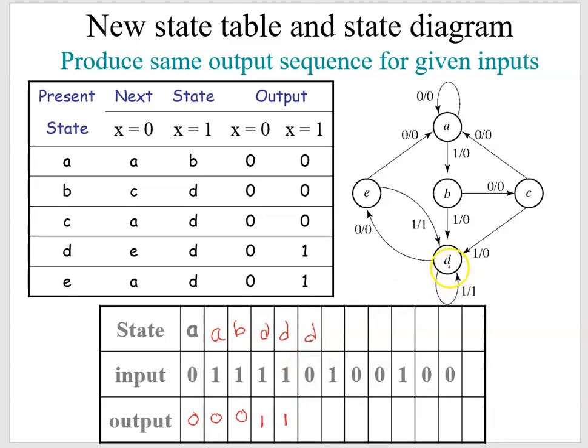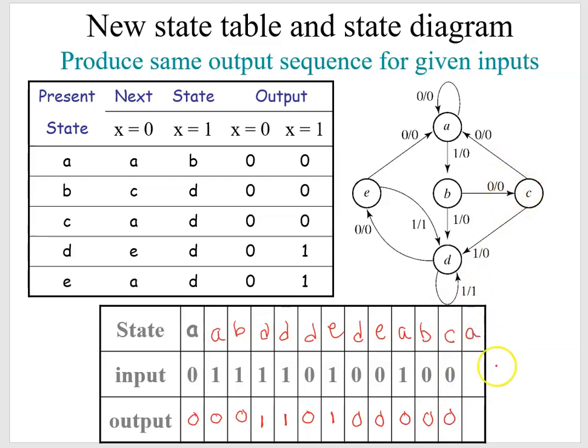And then if we're in state D and we get a 0, our output is 0, and we go to E. If we're in E and we get a 1, our output is 1, and we go to D. If we get a 0, our output is 0. We go to E. In E, we get a 0. Then our output is 0. We go to A. In A, we get a 1. Our output is 0. We go to B. In B, we get a 0. Our output is 0. We go to C. In C, we get a 0. Our output is 0. We go to A.